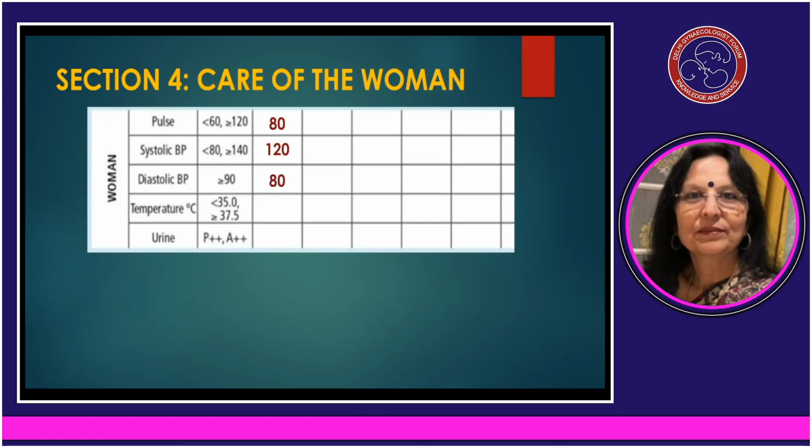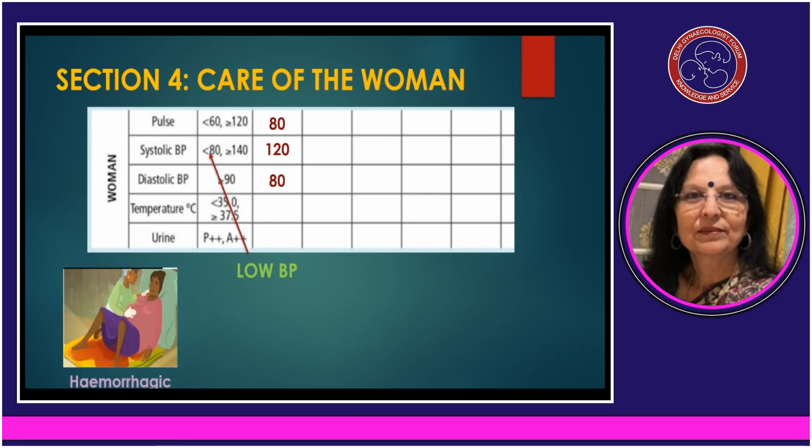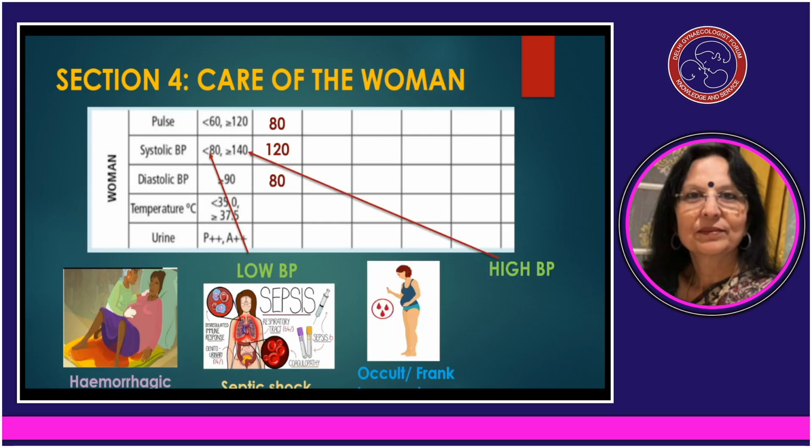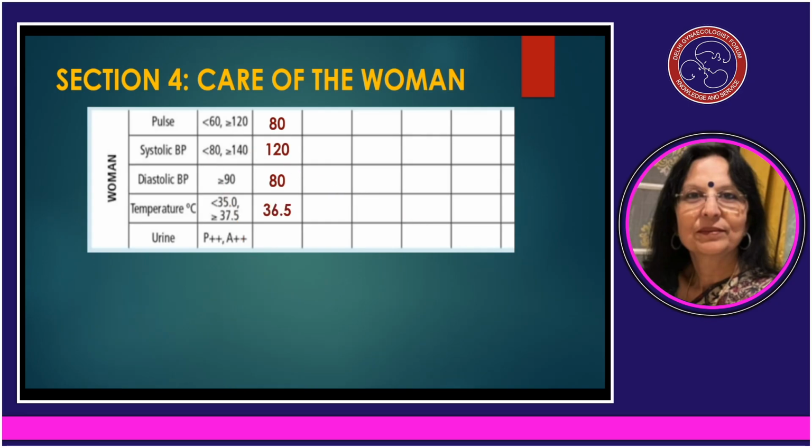Whenever there is a low blood pressure, it can either be a hemorrhagic shock or a septic shock, or it can be an occult or frank hemorrhage. And a high blood pressure will be seen in cases of hypertension. Then the temperature will also be recorded. And finally is the urine recording, which in case it is negative will be written as -/-.